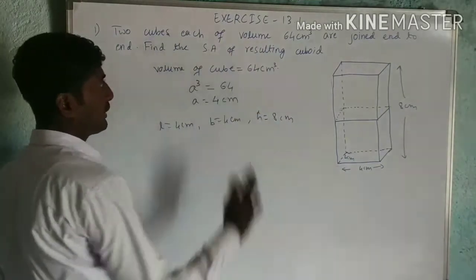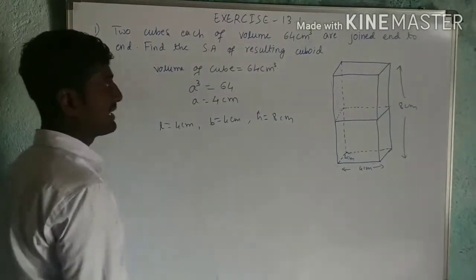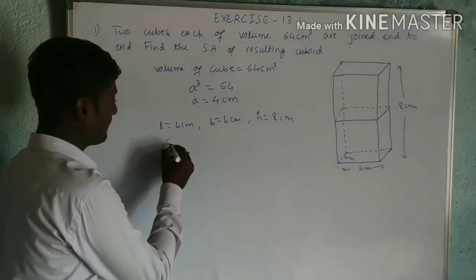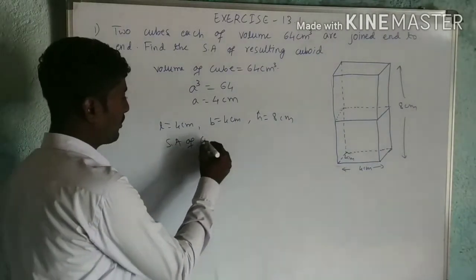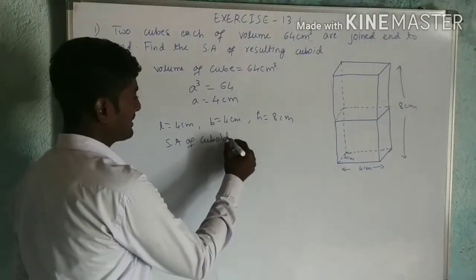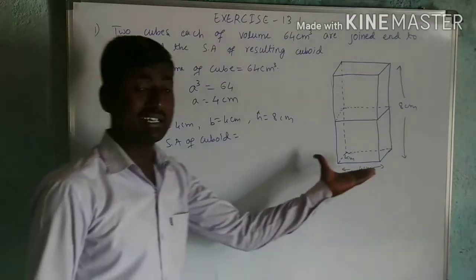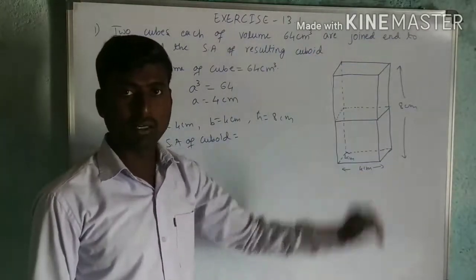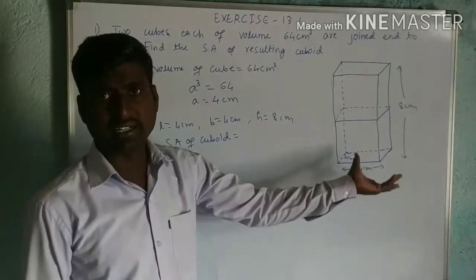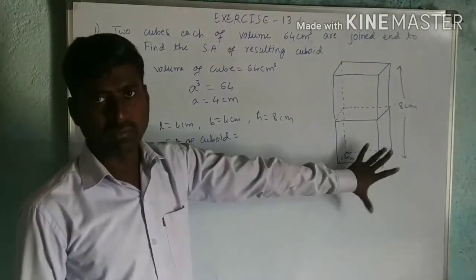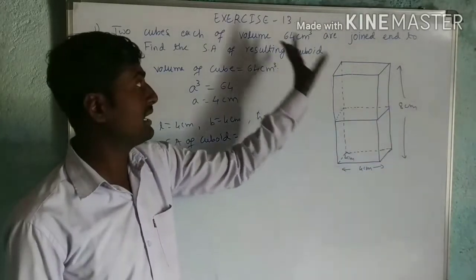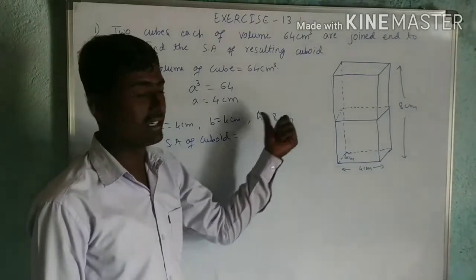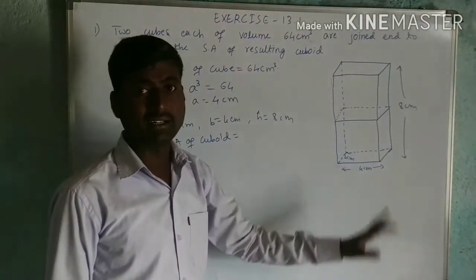Now they ask you to find what? Surface area of the resulting cuboid. So this is the cuboid. So surface area of cuboid. You know the formula. What is that? So here it will be TSA, not CSA, because top and bottom are not open. They are not said. So it is closed. It means we have to assume that it is closed. If they say top and bottom are open, you can take it as CSA. Okay, not said. So you can take it as a TSA.